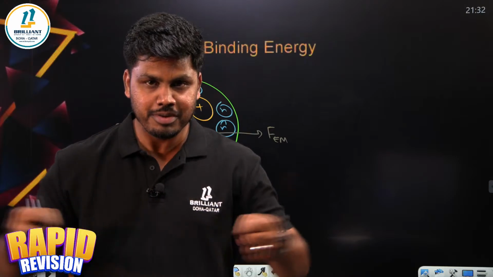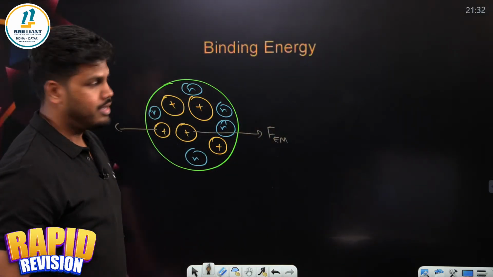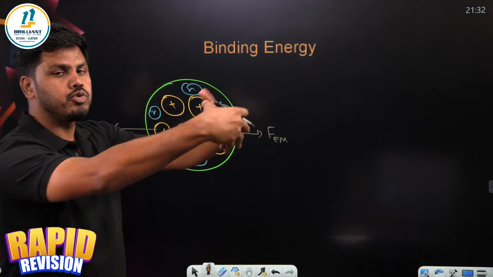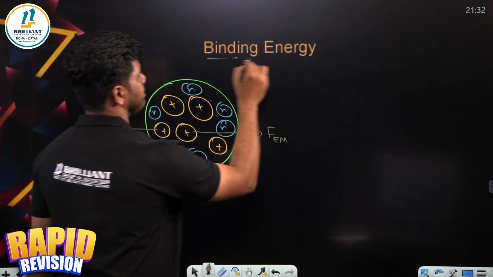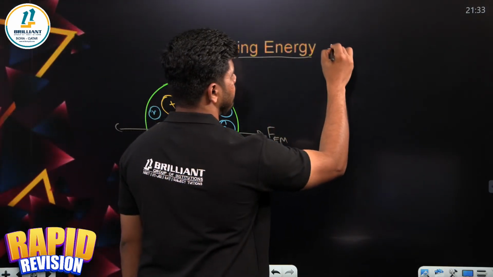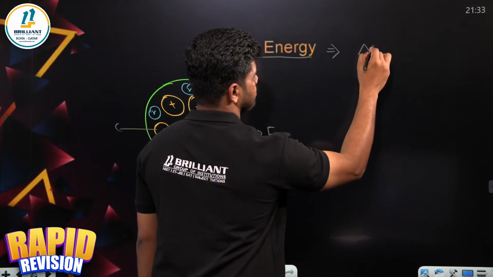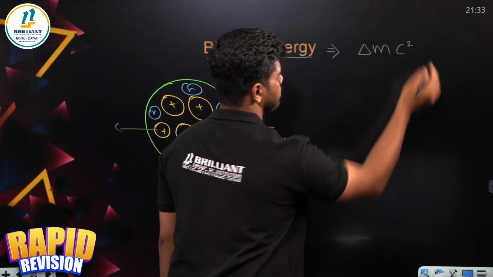Positive charge and positive charge repel each other. They're supposed to go out of the nucleus because of that. But the nucleus binds them together using some energy. That energy is called binding energy. This binding energy is coming from that missing mass. Missing mass is converted to energy.